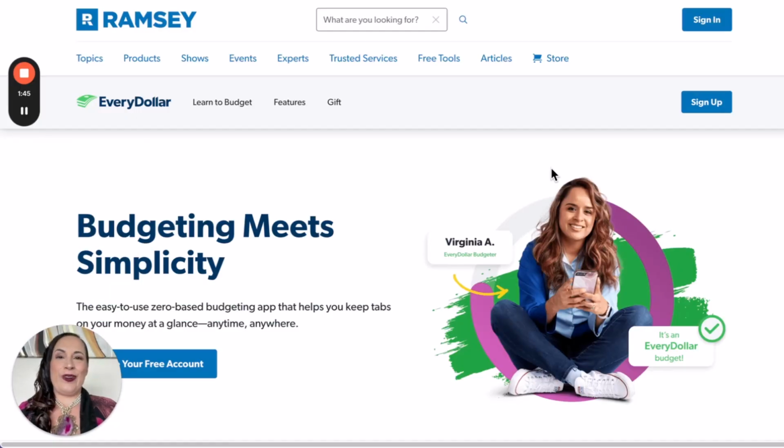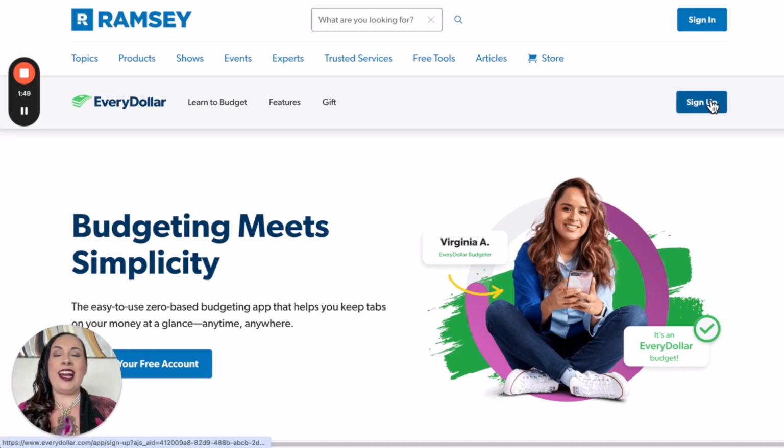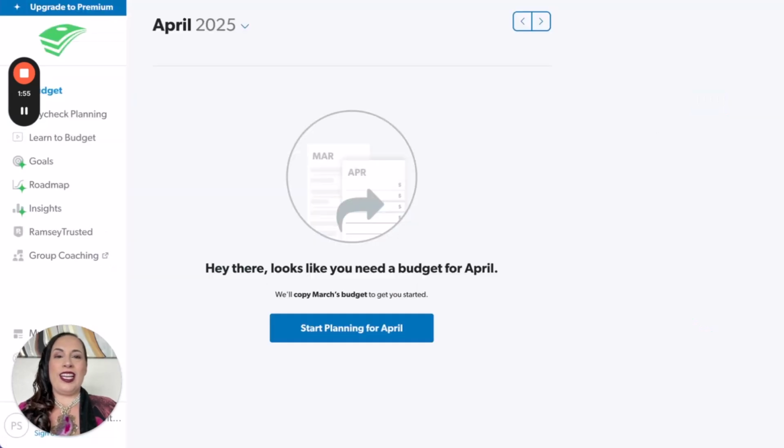When we first go to everydollar.com, you can see if you want to start a new account, you can just click sign up and follow the prompts to do that. I already have an account, so I'm going to click sign in. And when I sign in, this is what I see.